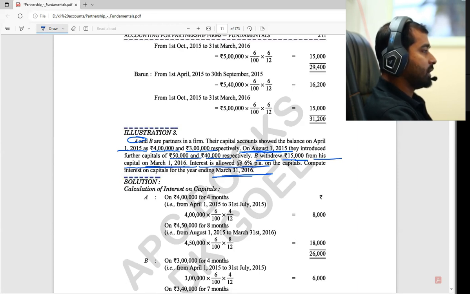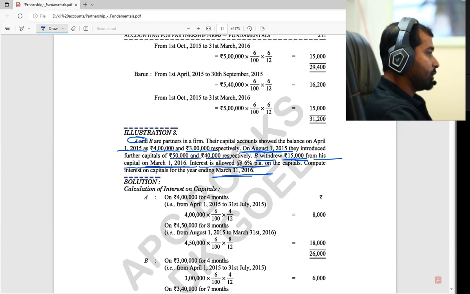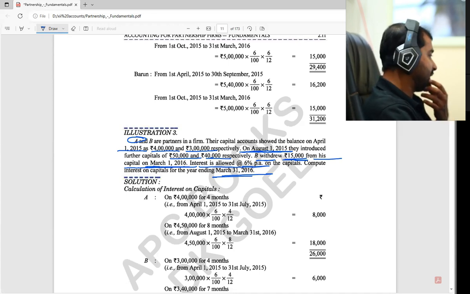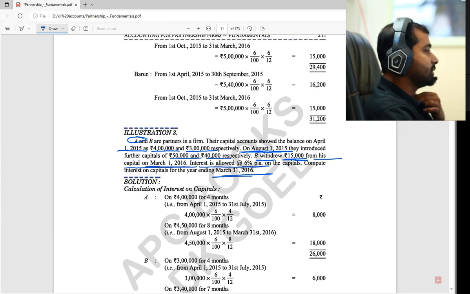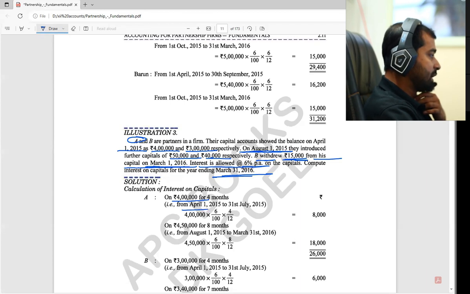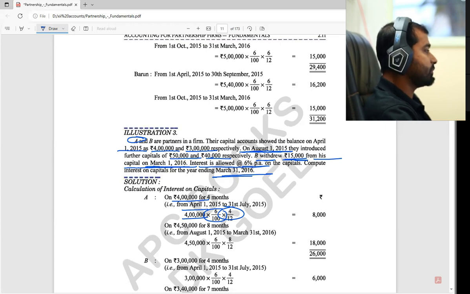But remember that the withdrawn amount we are not at all considering as capital. That much money is actually reduced from your capital. So how should we calculate? First, 4 lakh was up to July, 4 months. 4 lakh was for 4 months. So 4 lakh into 6 by 100 into 4 by 12. Next, again 3 lakh for 4 months. That we understood.